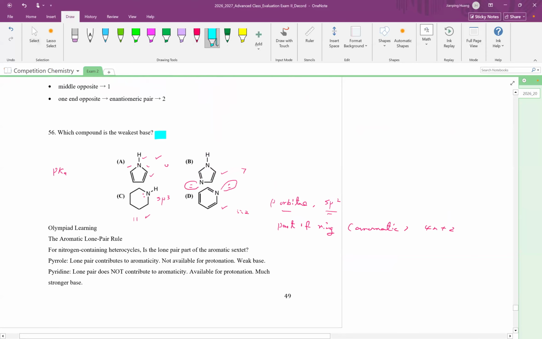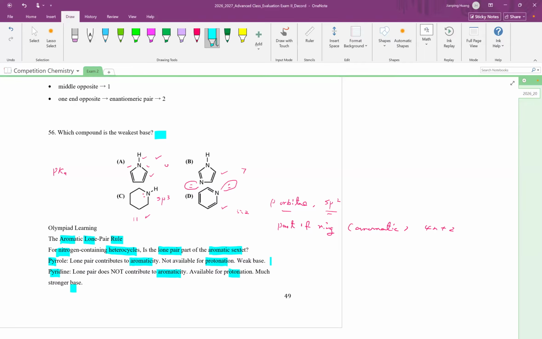See, you remember the aromatic lone pair rule. In a nitrogen-containing heterocycle, if the lone pair is part of the aromatic system, like in pyrrole, the lone pair is part of the ring and not available for protonation, so it is a weak base. Pyridine, that lone pair is what? It's not aromatic. Basically, it is sp2, so that can be protonated, much stronger base.